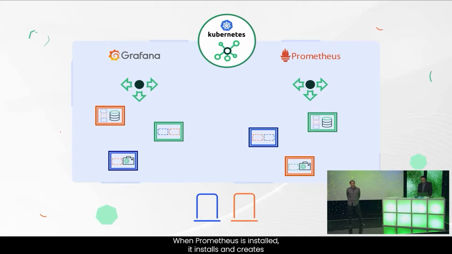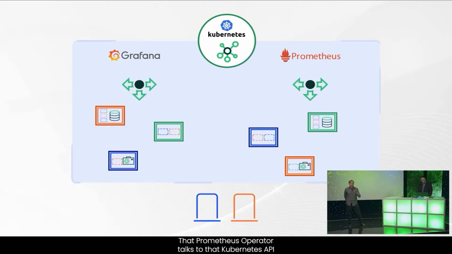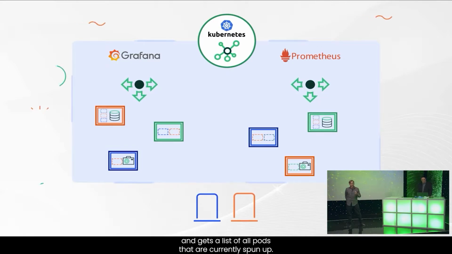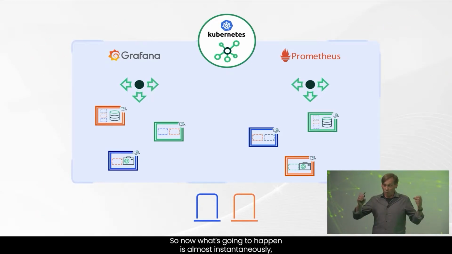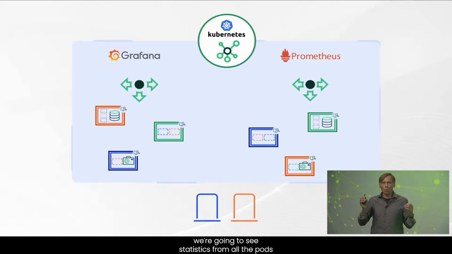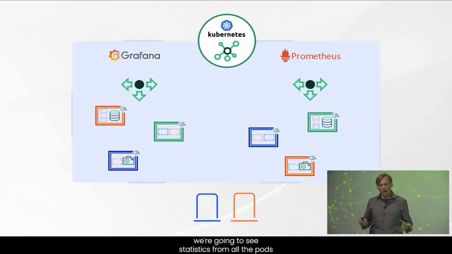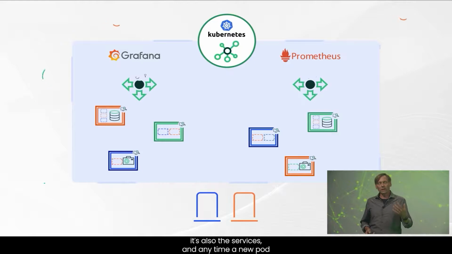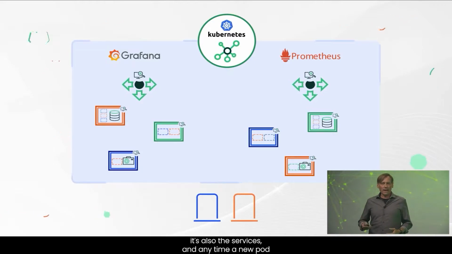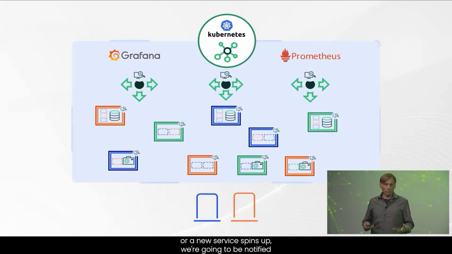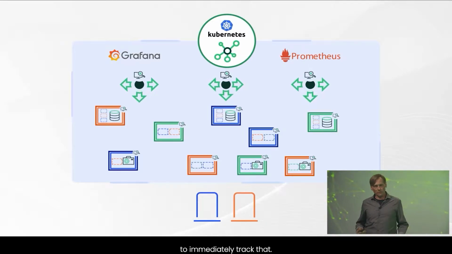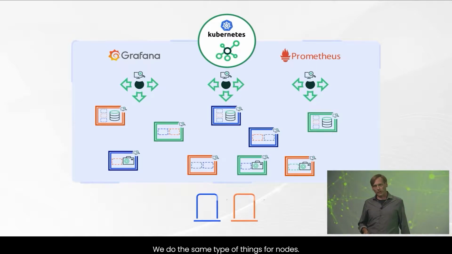Now, here's what's cool. When Prometheus is installed, it installs and creates a Prometheus operator. That Prometheus operator talks to that Kubernetes API and gets a list of all pods that are currently spun up. So now what's going to happen is almost instantaneously, we're going to see statistics from all the pods in your environment. And it's not just the pods. It's also the services. And anytime a new pod or a new service spins up, we're going to be notified of that, and we're going to be able to immediately track that. We do the same type of thing for nodes.